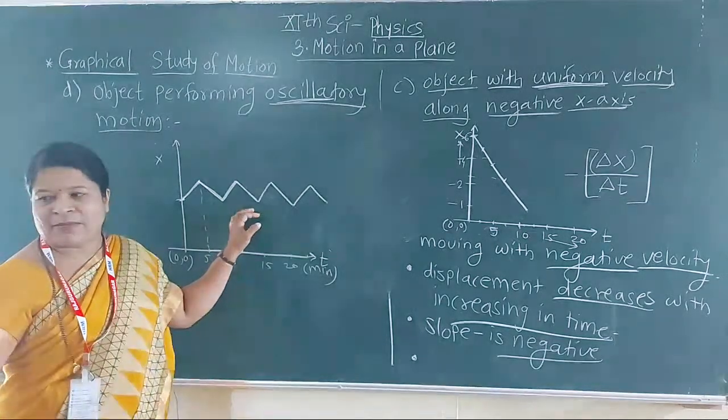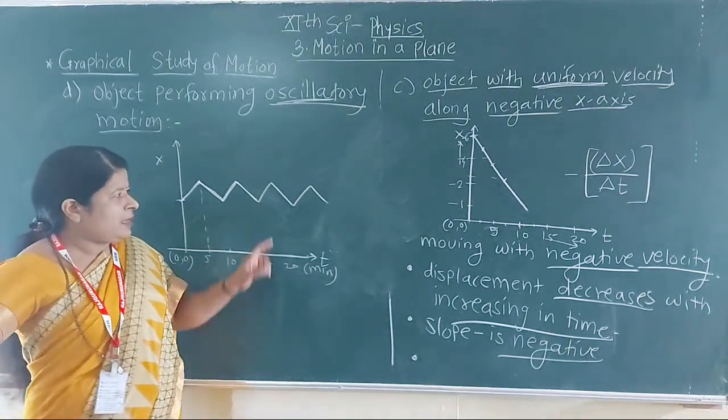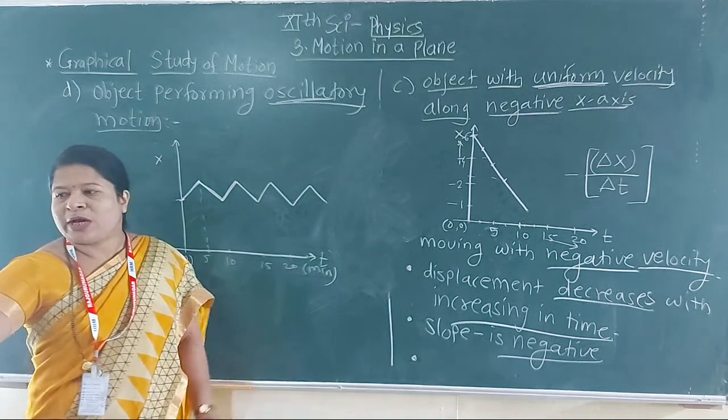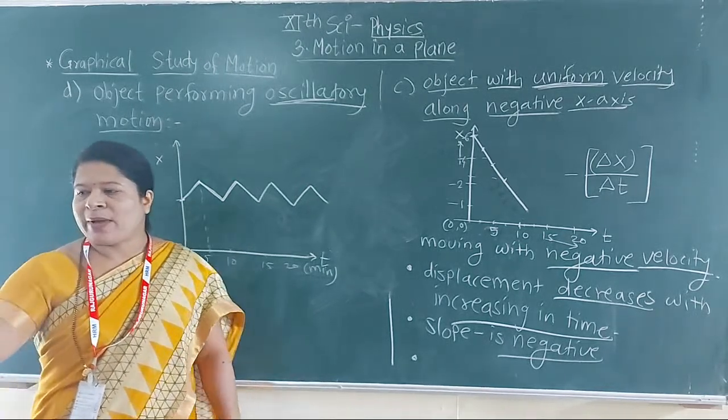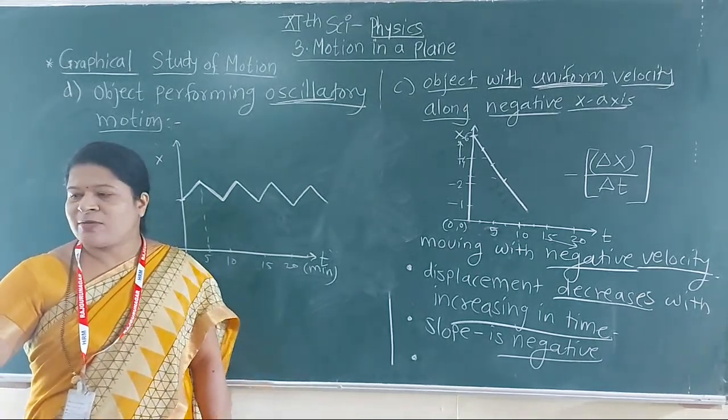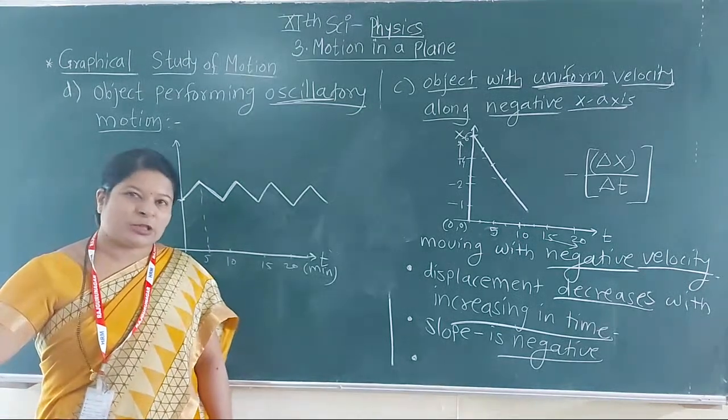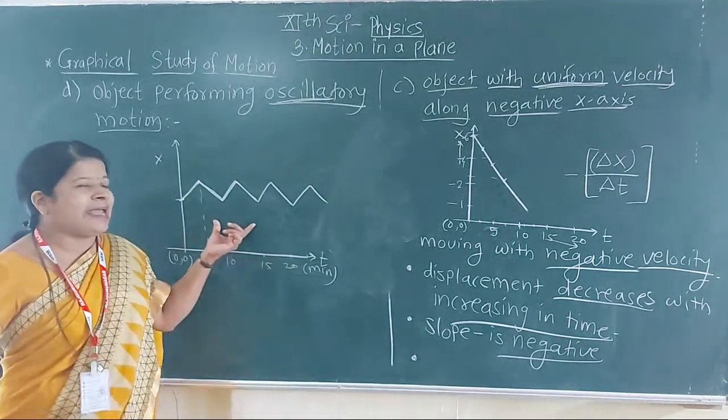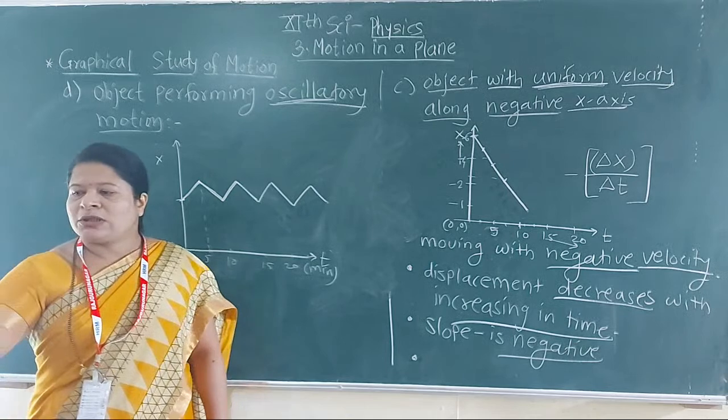The x-t graph. Here we have to remember 2 points. That is, the x-t graph of an object having oscillatory motion with a constant speed. Its speed is constant.